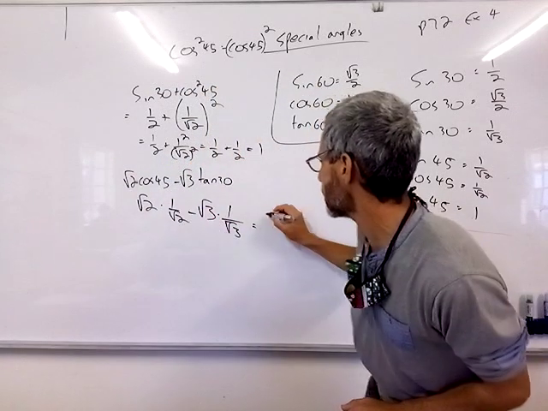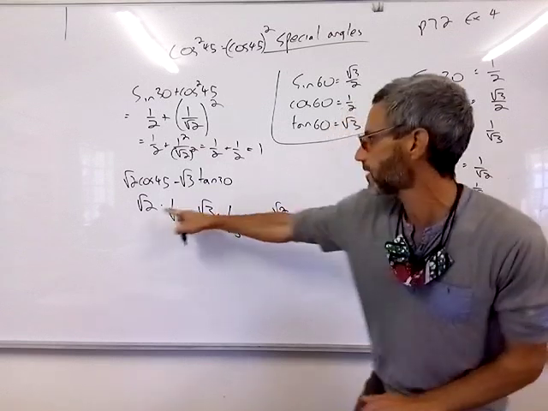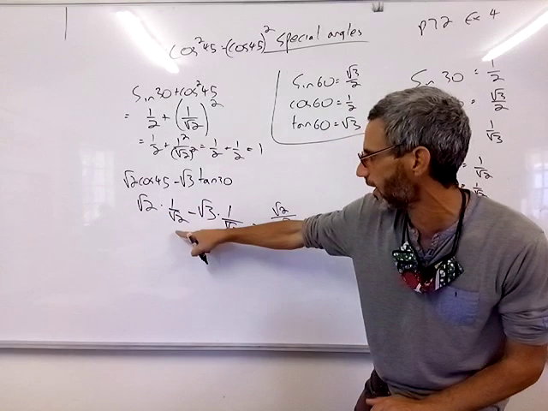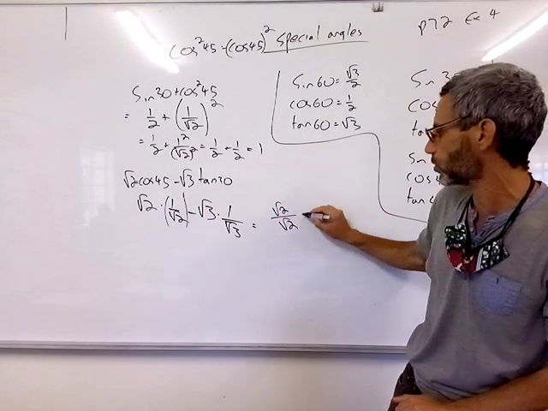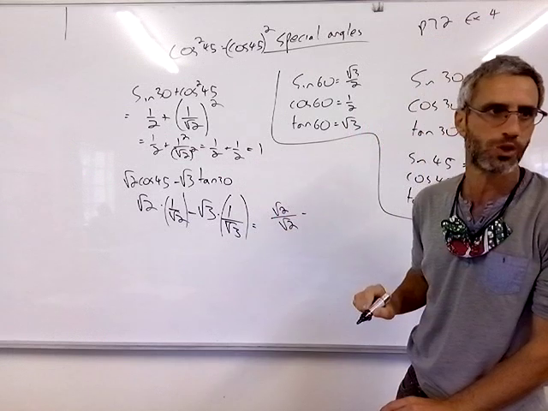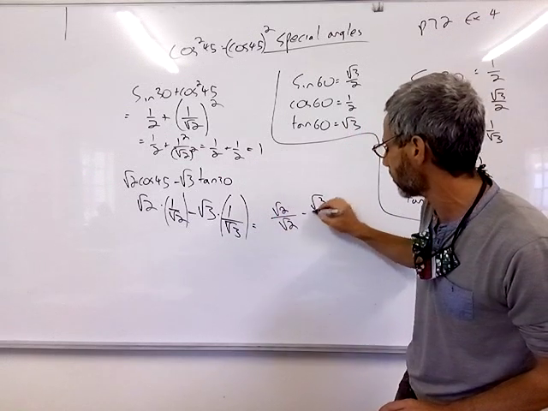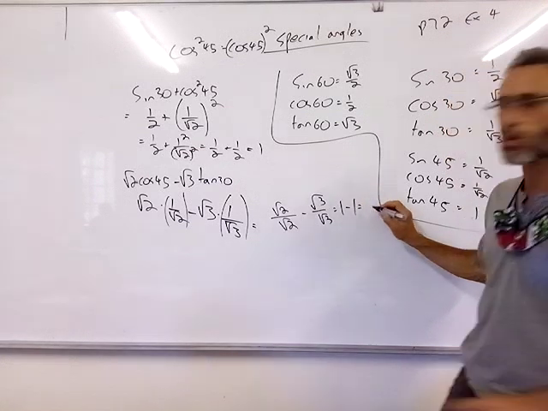Let me just show you in case you didn't see it. You can rewrite this as square root 2 times 1 divided by square root 2. See, the square root 2 times that fraction is square root 2 divided by square root 2. The same thing here. If I multiply square root 3 times 1 over square root 3, it is square root 3 divided by square root 3, which is 1. So 1 minus 1 equals 0.